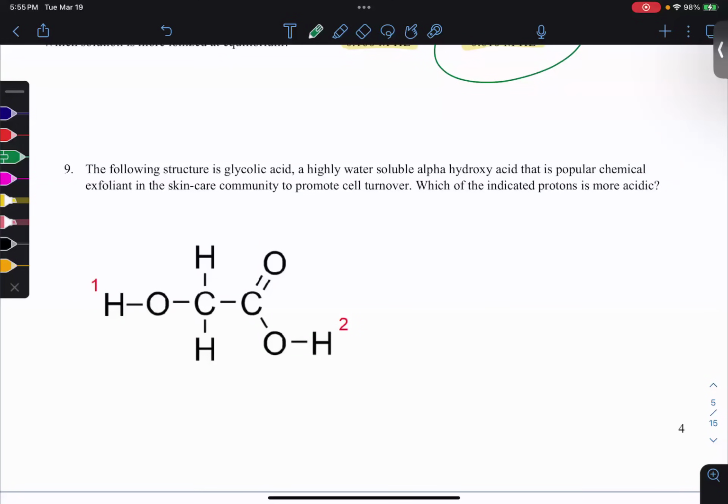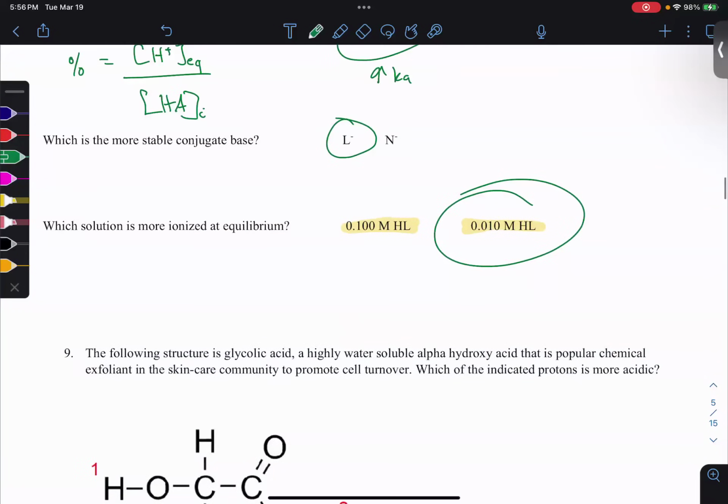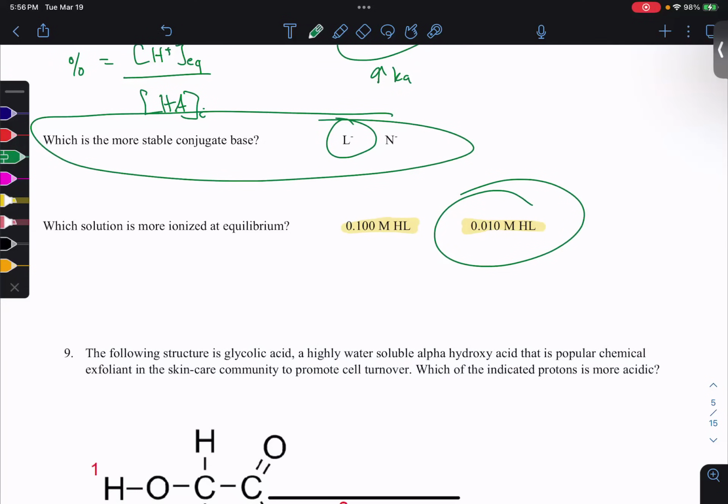Okay, but let's look at the actual question. So that's glycolic acid. Which proton is more acidic? Which one is more likely to be donated? 1 or 2? 2, yes, 2 is much more likely to be donated, but why? It's a carboxyl group. Carboxyl groups are very acidic, but here is the reason. And it has to kind of do with this idea. Stable conjugate bases that are really stable usually come from very strong acids. Strong acids make very, very stable conjugate bases.